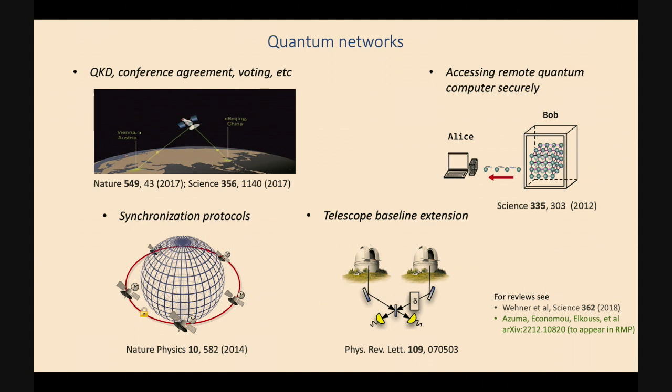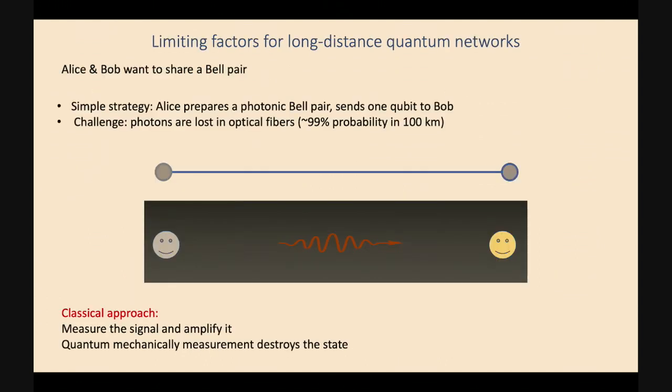And if you're interested in reviews, I can recommend these two. One is by Stephanie Wehner from a few years ago, which describes the different types of protocols and different stages of a quantum network. And more recently, my co-authors and I have written a longer review describing also the physical processes and the different generations of quantum repeaters in a more comprehensive way.